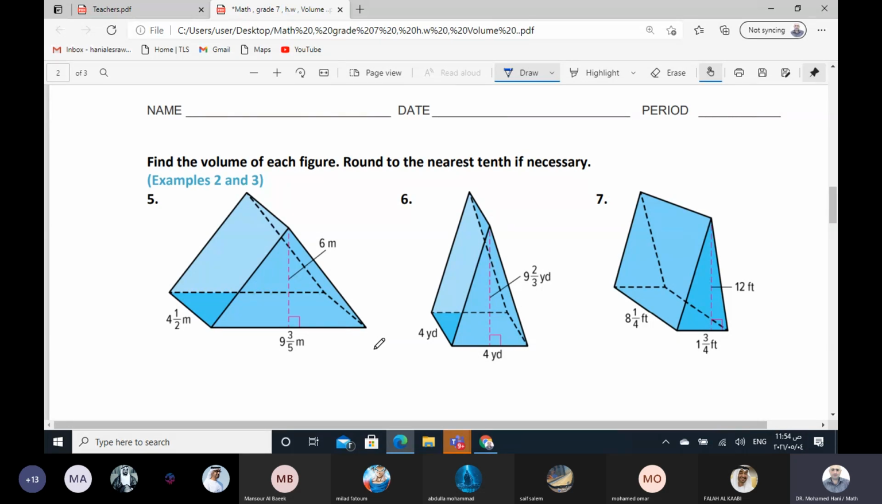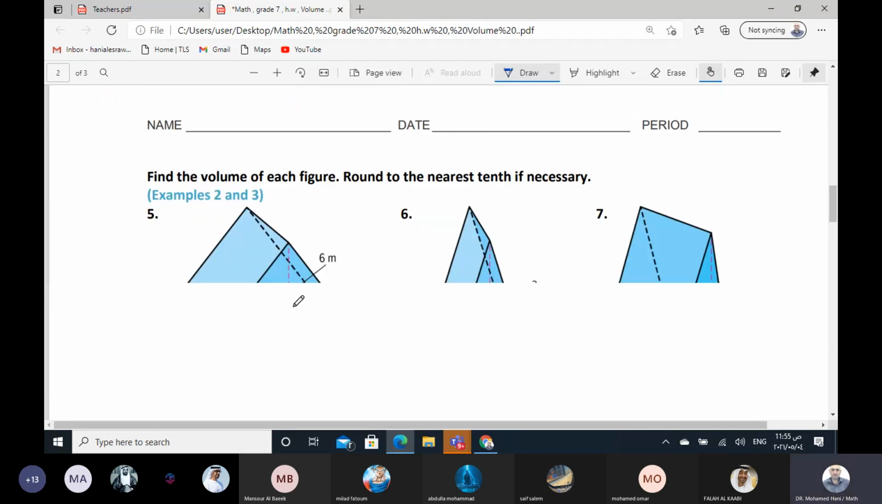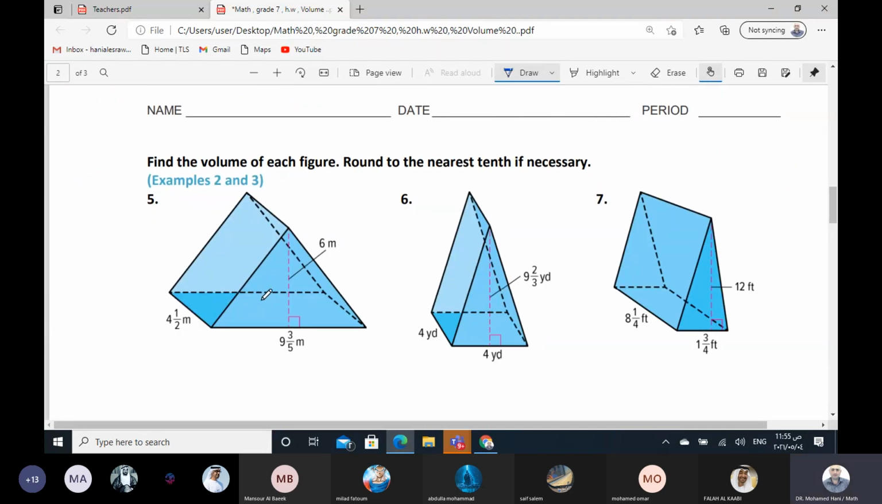Now find the volume of each figure, round to the nearest tenths if necessary. As you see now, we have a pyramid. Here we have a prism. Here we have a pyramid. What is the difference between the prism and the pyramid? Who can tell me?